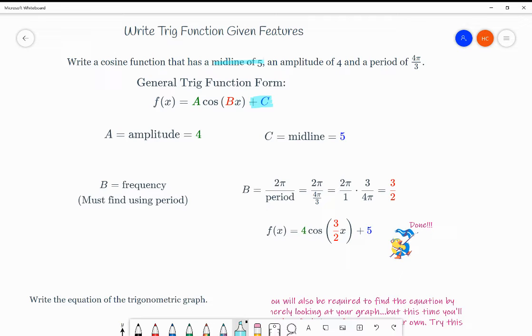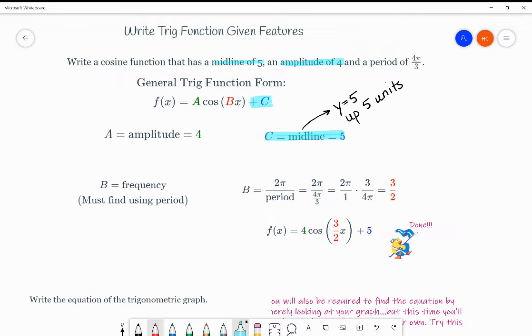So in this case, since our midline is 5, we are going to know that our cosine graph is going to go up 5 units. So again, midline is the equation of the horizontal line that cuts our graph in half, but it also tells us that our graph is going to go up 5 units. Okay? Now, when they gave us the next value, they gave us amplitude of 4.